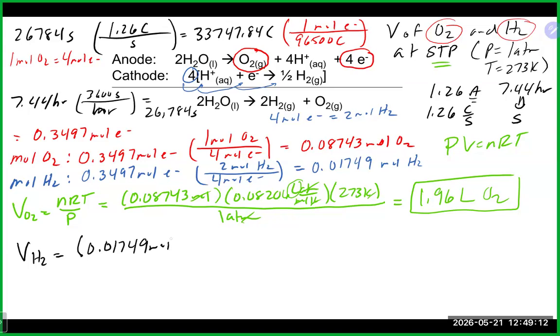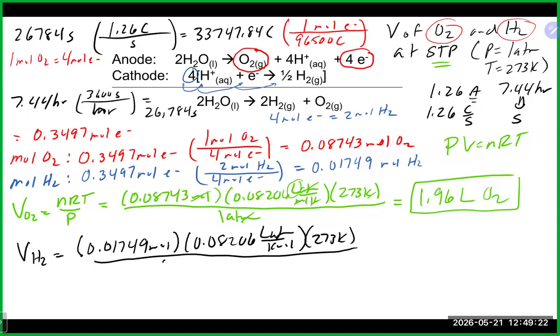So hydrogen's moles was 0.01749, times 0.08206, times 273, which is our STP, and our 1 atmosphere. Again, everything is going to cancel here except for liters. And if we do that, 0.01749 times 0.08206 times 273, gonna get us here.